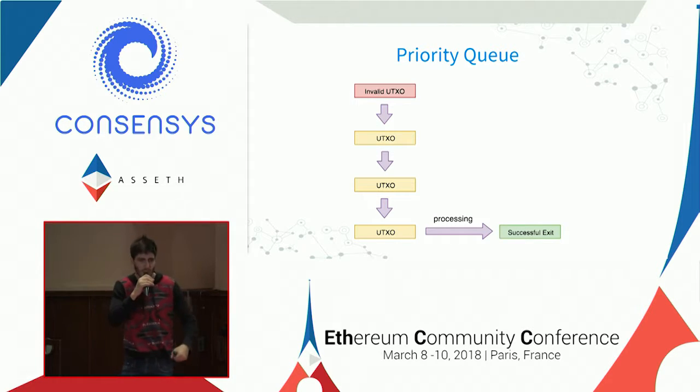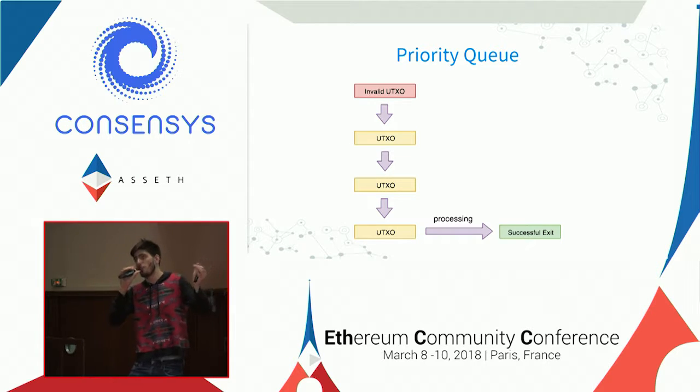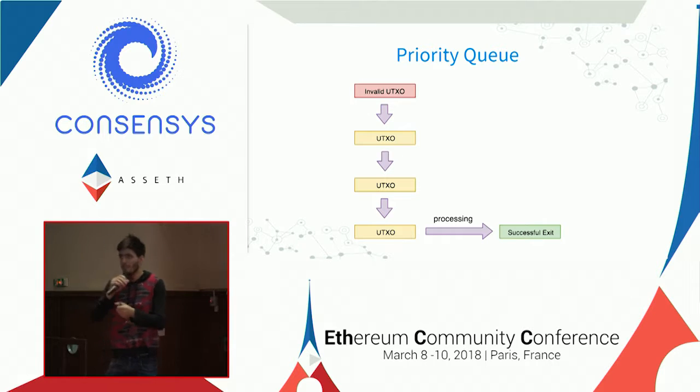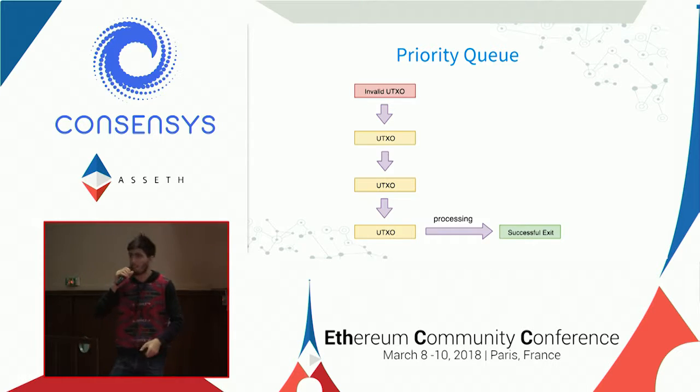So what does this actually look like? On Ethereum, we have a priority queue, which keeps track of the order of exits. So if you're watching the child chain and you notice something sketchy is going on, or if there's block withholding, you exit your UTXO, and if you do it within 7 days, you're guaranteed to have your UTXOs successfully exit before an invalid UTXO which has been created later.